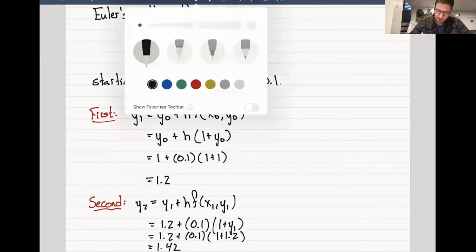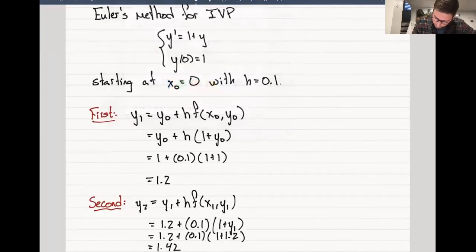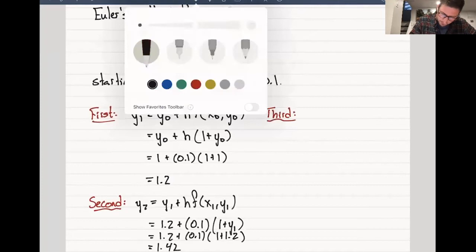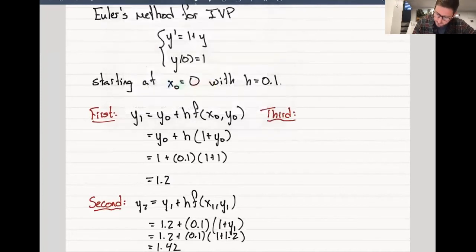And let's look at finally the third one. You can see already the calculations are becoming slightly tedious, probably necessitating a calculator. So I get the following relationship. I skipped putting the f in there. I just put in the right-hand side of the differential equation. This is 1 plus y2 now.